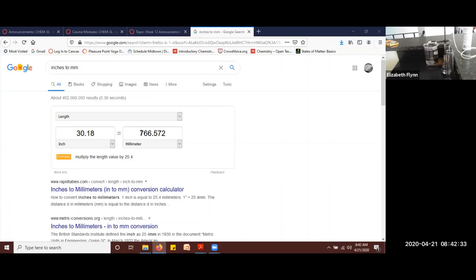What this means is that the pressure of the gases in the atmosphere would push liquid mercury into an evacuated tube, meaning there's no matter in the tube. It would push the mercury up that tube 766 millimeters. That's what that means. So 766.6.